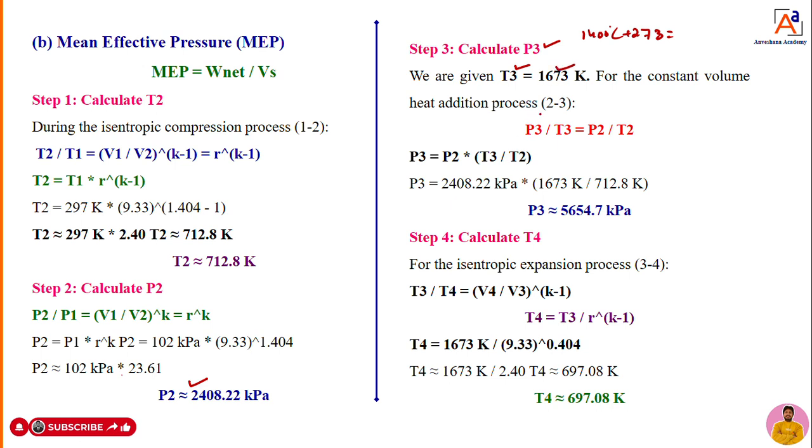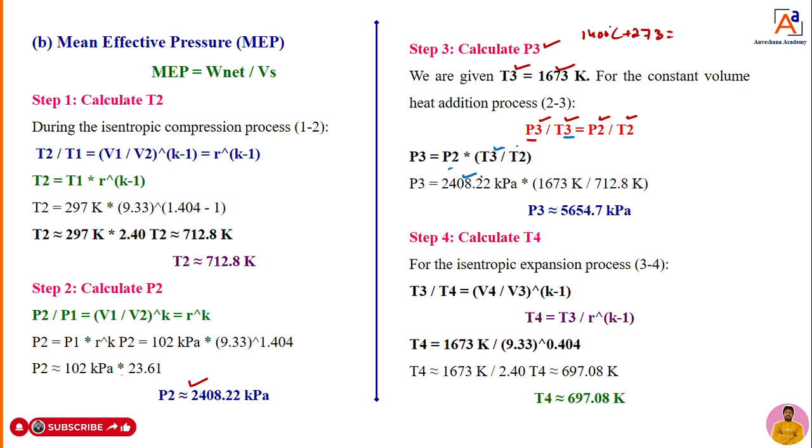But P3 we don't know. I will try to calculate P3 because it's a constant volume process, hence P3 by T3 is equal to P2 by T2. With the help of this relation I can calculate P3. T3 we know, P2 we know, T2 we know, the only unknown is P3. I will substitute here now, do the simplification, and calculate the value. So P3 is equal to P2 into T3 by T2.